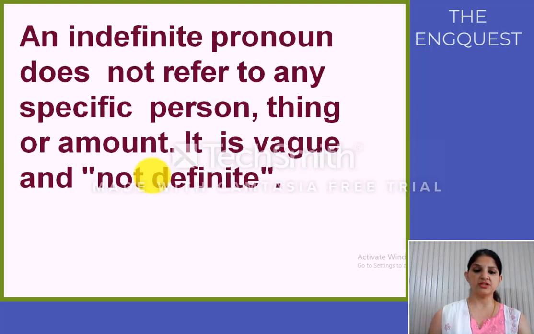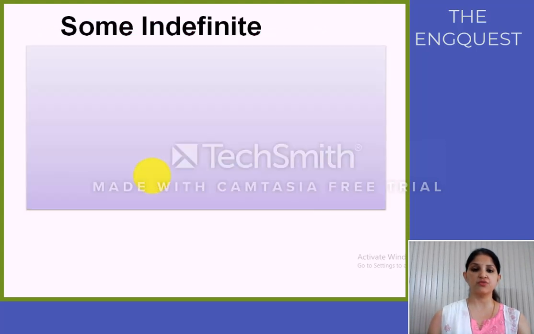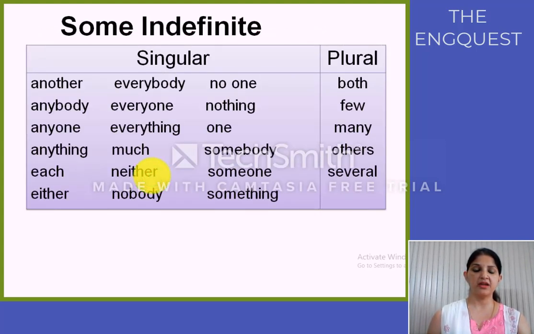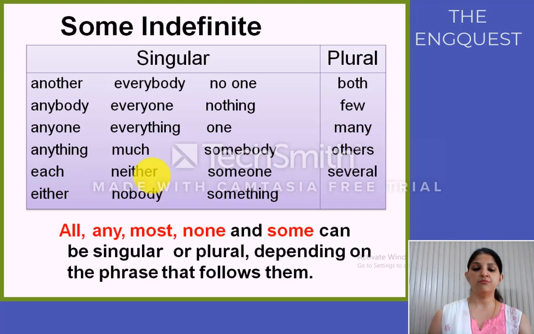An indefinite pronoun does not refer to any specific person, thing or amount. It is vague and not definite. Some indefinite pronouns are for singular: another, anybody, anyone, anything, each, either, everybody, everyone, everything, much, neither, nobody, no one, nothing, one, somebody, someone, something, and for plurals: both, few, many, others, and several. All, any, most, none, and some can be singular or plural depending on the phrase that follows them.